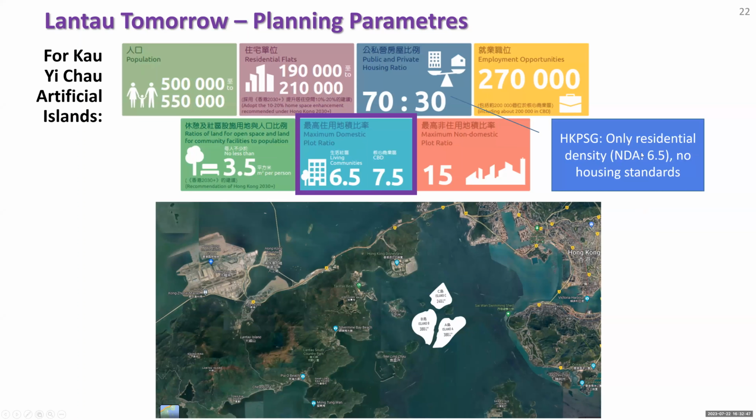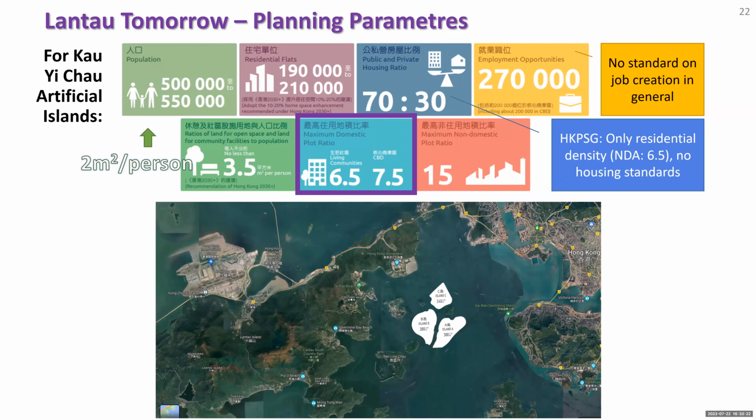But if we look into the Hong Kong Planning Standards and Guidelines, if you remember Chapter 2, it's actually just about the residential density. In the whole Planning Standards and Guidelines, there's nothing about housing standards, basically. We also understand that they will have a higher per person open space standard. The Planning Standards and Guidelines is 2 square meters per person, but in these artificial islands it is 3.5. So should this be all upgraded throughout Hong Kong?